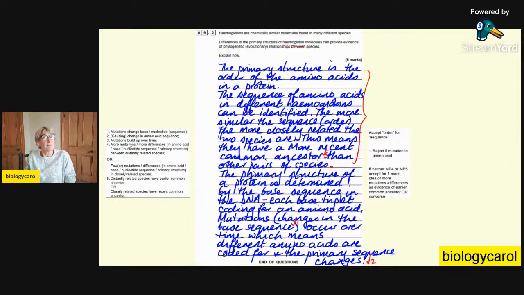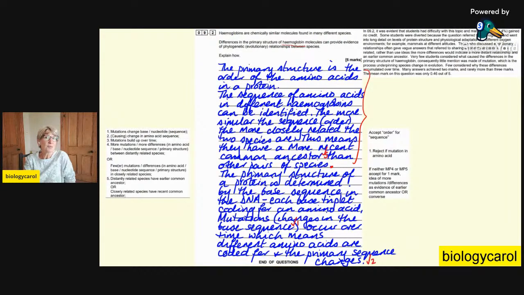So I then went and looked at the examiner's report. Here's the examiner's report for this bit of the mark scheme. In 9.2, it was evidence that students had difficulty with this topic, and many answers, over half, gained no credit. Over half the students got 0 out of 5. I think that's significant. That says it was flipping hard.